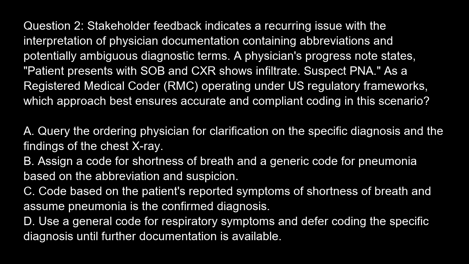Option A. Query the ordering physician for clarification on the specific diagnosis and the findings of the chest X-ray. Option B. Assign a code for shortness of breath and a generic code for pneumonia based on the abbreviation and suspicion. Option C. Code based on the patient's reported symptoms of shortness of breath and assume pneumonia is the confirmed diagnosis. Option D. Use a general code for respiratory symptoms and defer coding the specific diagnosis until further documentation is available.